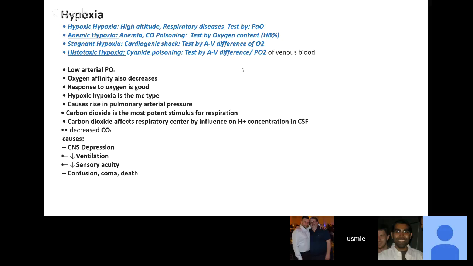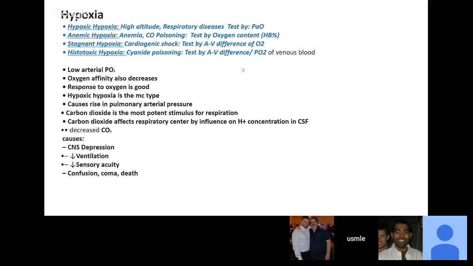Stagnant hypoxia means that this is something caused by hypoperfusion, and you're going to see this a lot if the pump, which is the heart, is not beating properly. So cardiogenic shock is going to be one of them. This is what you call stagnant, so it means it does not move. And this is where you're going to do, as testing, the AV difference in oxygen. And remember, those are going to be the questions that are going to be asked.